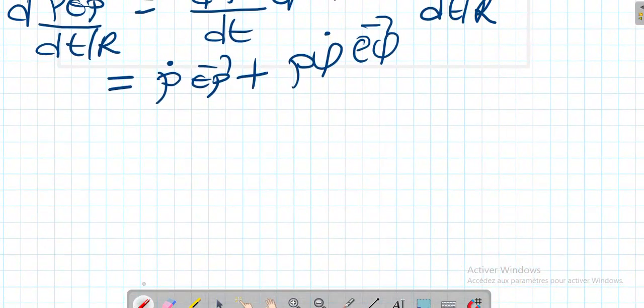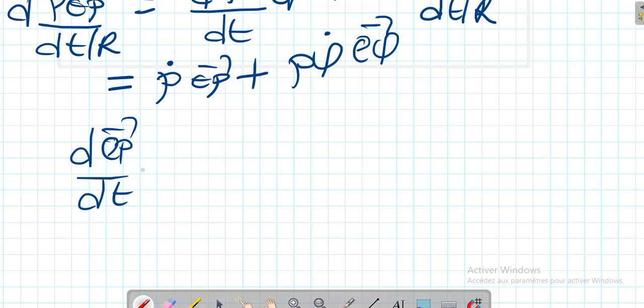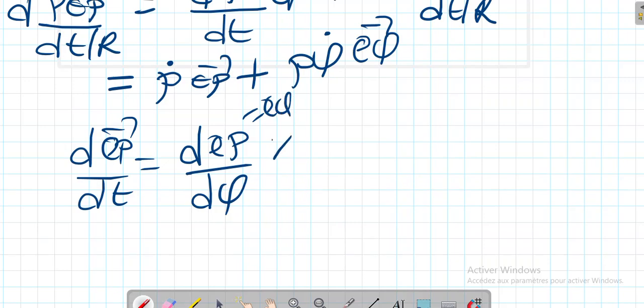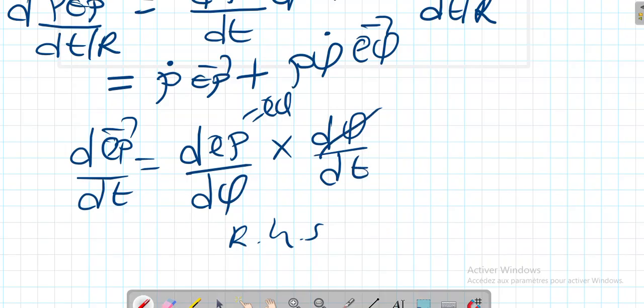Let me remind you again. When you are differentiating E rho with respect to time, you say the derivative of what you know, E rho with respect to phi, because you know that this is going to give you E phi. Then you complete the right hand side to be equal to the left hand side. So you say d phi over d time, so that when you cancel, the left hand side is equal to the right hand side. So you complete it.